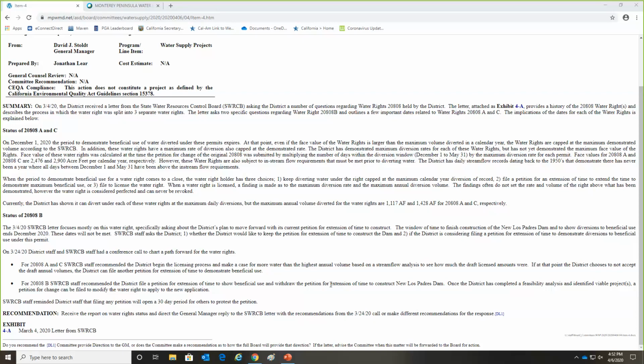If they make a finding that is not to our liking, then at that point in time, we can file petitions for extension of time for maximum beneficial use, and then try to have more volume years, thus moving forward with the license processing later, once we can have an annual actual number that's closer to the face value of the permit on A and C.